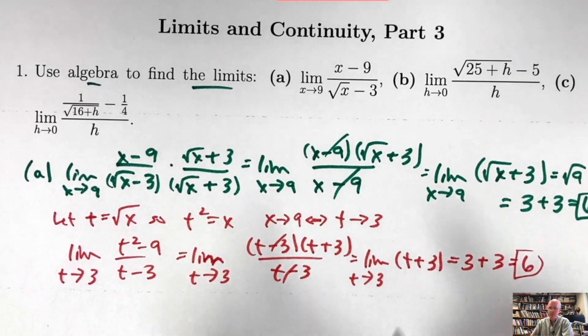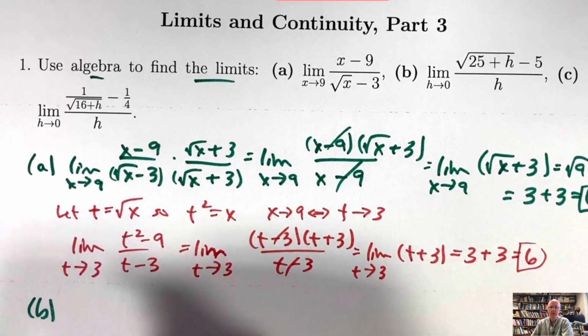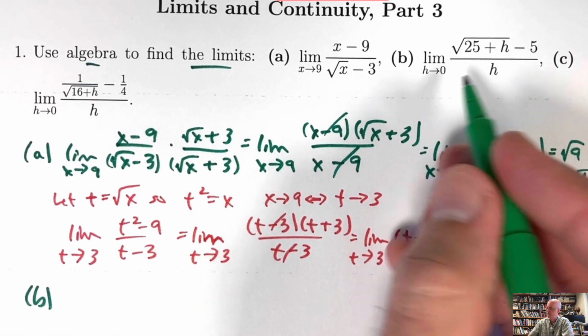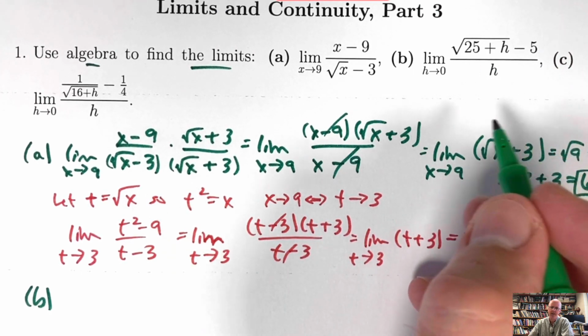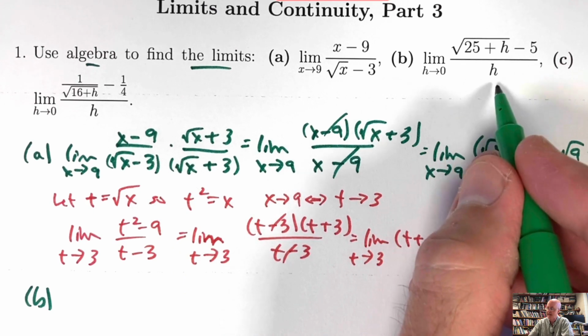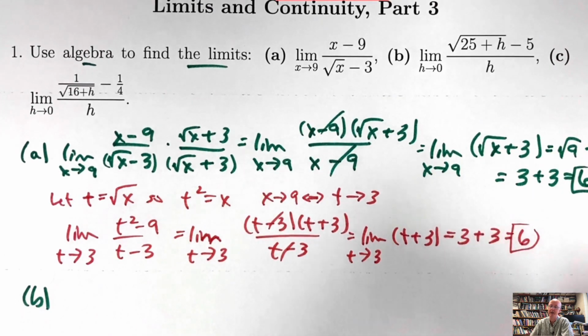All right, on to part B. Limit as h goes to 0 of square root of 25 plus h minus 5 all over h. Once again, you can't plug in the value of h equals 0 in this case because you'd be dividing by 0. We need some other technique.